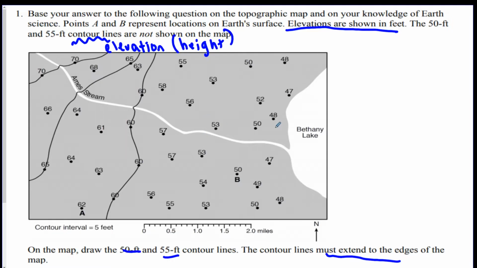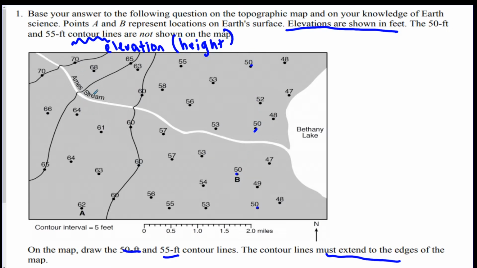So there are two ways to really start tackling this. The first way is to find all the 50s. So we're going to do the 50 line first. So 50, 50, 50, I see 3, 4, 50. Okay, so the idea is you want to connect these points together. And by the looks of these four dots, it's going to make some sort of line.